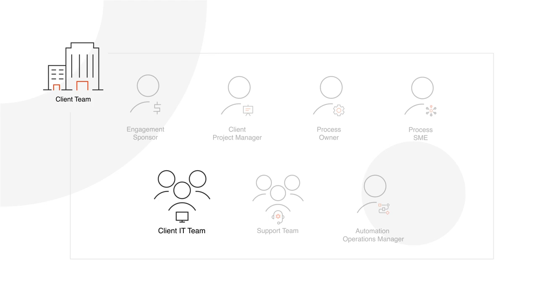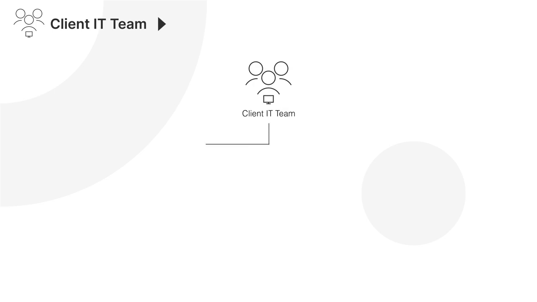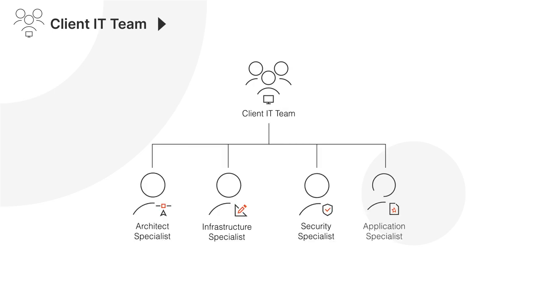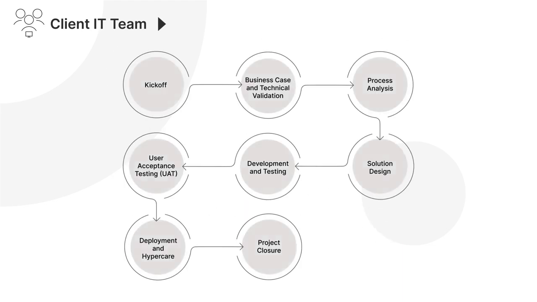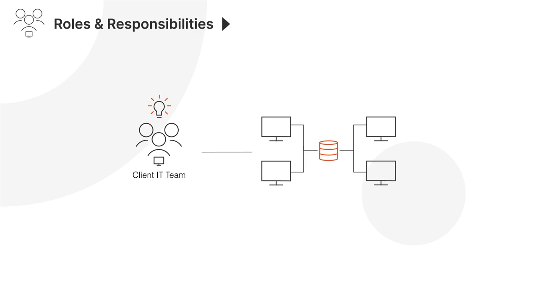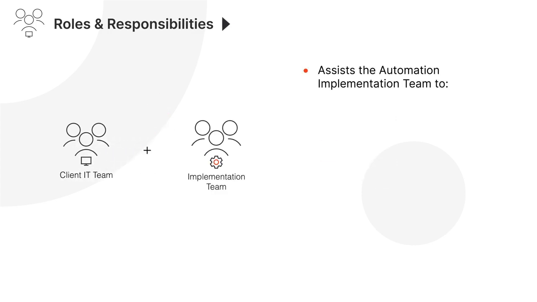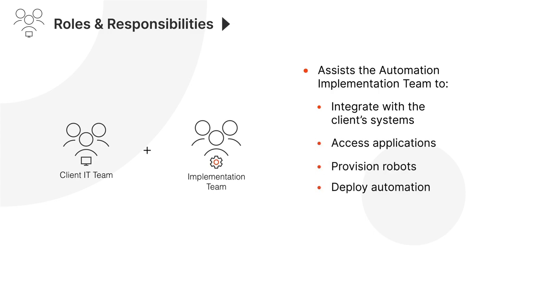Next in line is the client IT team, which supports the implementation team on the technical side. The client IT team may include architecture, infrastructure, security, and application specialists. They're all involved in different stages of the implementation process, but their knowledge is crucial during kickoff, process analysis, solution design, development and testing, UAT, and hypercare. They're knowledgeable about the organization's technical setup and assist the automation implementation team in integrating with the client systems, accessing applications, provisioning robots, and deploying the automation. Their key task is to support when consulted on technical setup details and deployment.